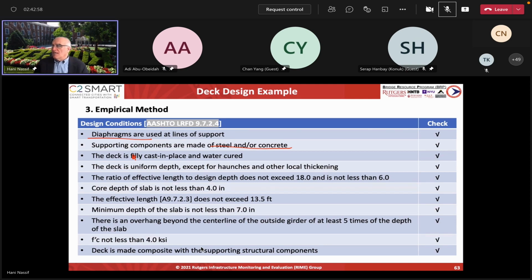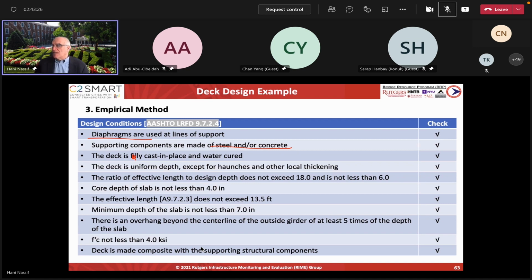The ratio of the effective length to design depth does not exceed 18 and is not less than 6. Core depth of the slab is not less than 4 inches. Core depth is the depth between the top rebar and the bottom rebar. The effective length does not exceed 13.5. So that means the effective spacing between the girders.